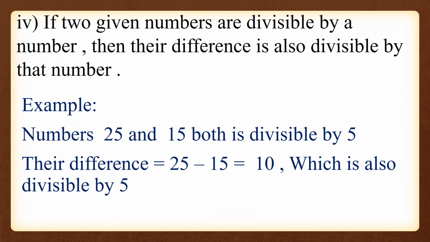If two given numbers are divisible by a number, then their difference is also divisible by that number. Example, numbers 25 and 15 both are divisible by 5. So their difference is equal to 25 minus 15, which is equal to 10, which is also divisible by 5. So if two given numbers are divisible by a number, then their difference is also divisible by that number.